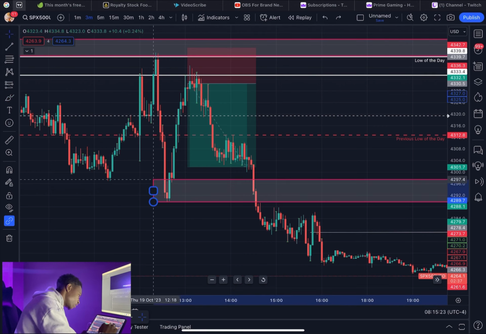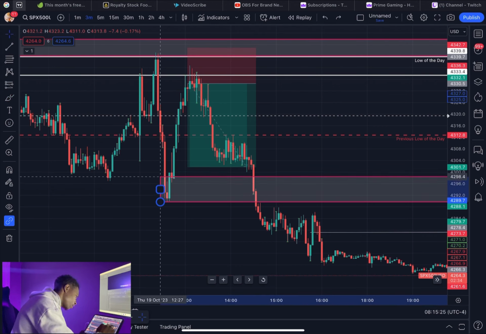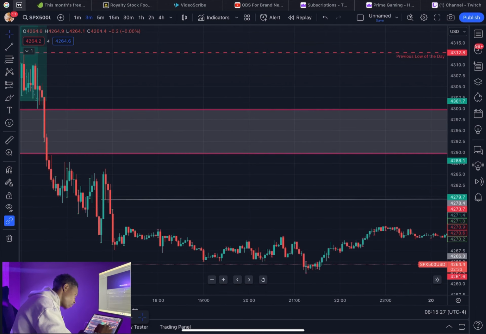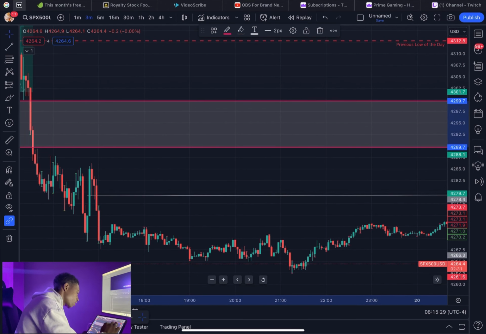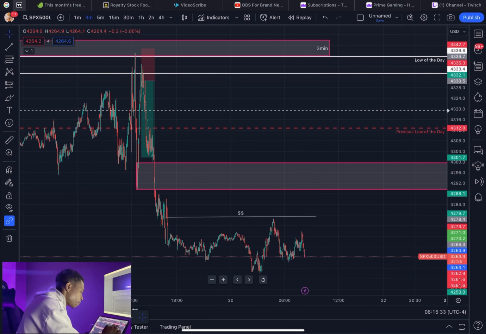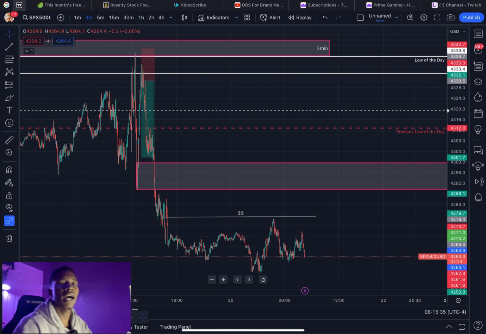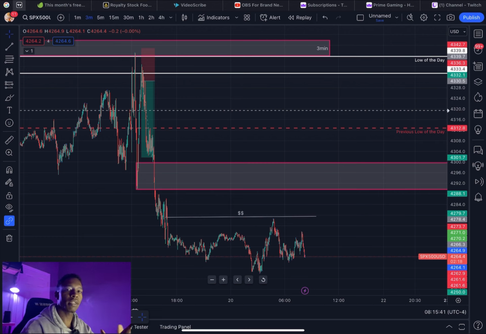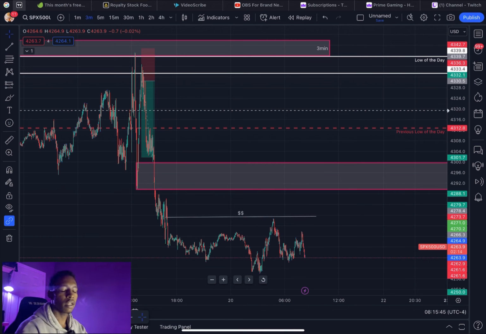Let me refine this a little bit better, and bam. Get this 3-minute order block. So what I basically did right there is I targeted the area of imbalance where there were no wicks or no buy candle bars actually being printed. So that's a good area for me to buy.